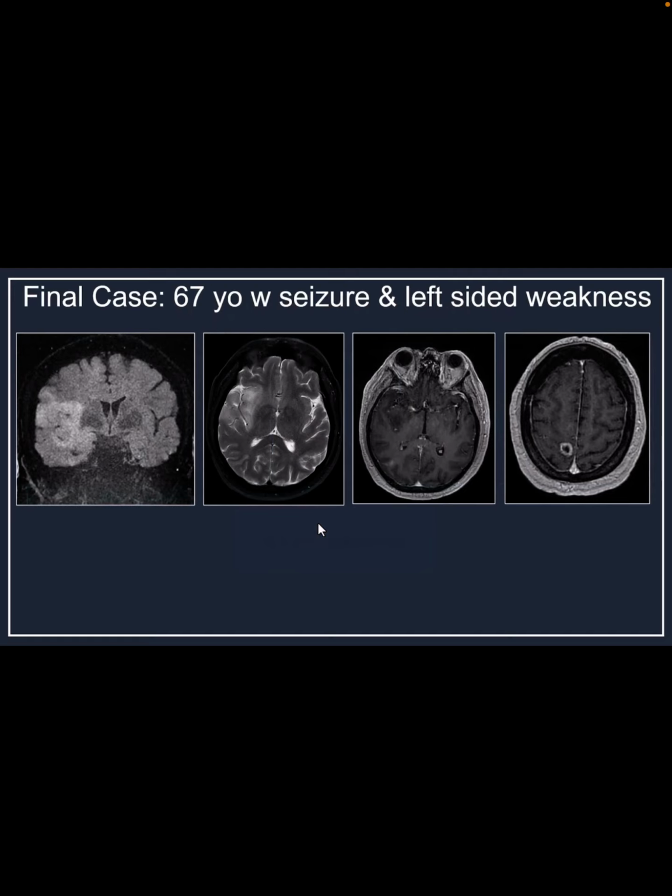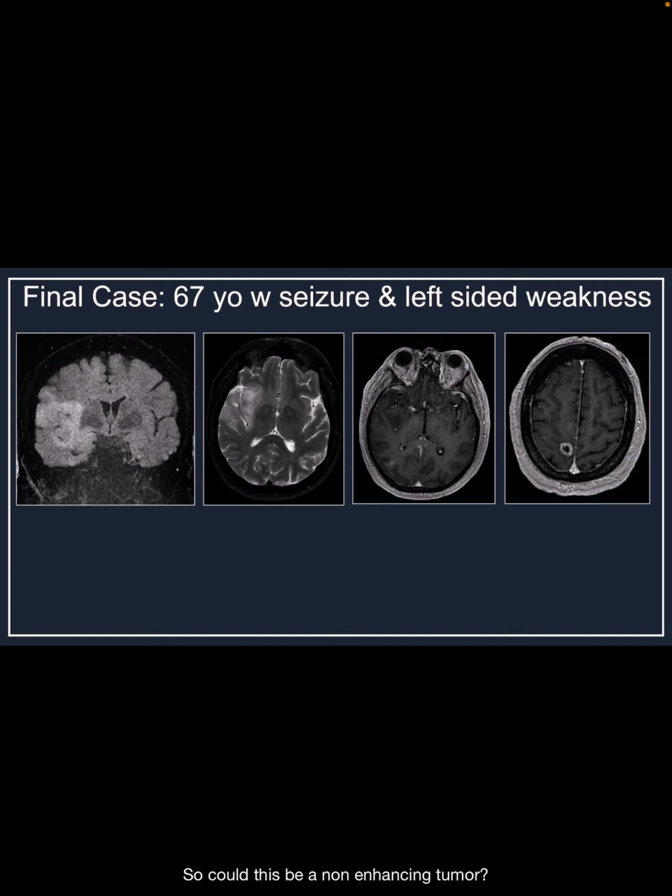Okay, our final case that is going to potentially pull it all together, we've got an individual who's presenting with seizures and left-sided weakness. So the patient has this large area of FLAIR signal hyperintensity, T2 hyperintensity involving much of the temporal lobe. It's involving the medial temporal lobe, the insula, marching its way up through the frontal and temporal opercula. This area doesn't really look like it is enhancing that much, but it looks like our initial case that we started off with.